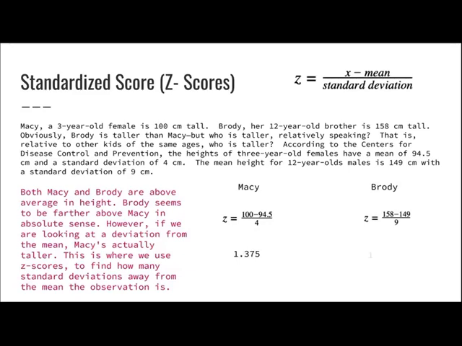With Brody, I'm going to do the exact same thing. And I get 1. Brody is 1 standard deviation away from the mean. So Macy has a higher standardized score than her brother.